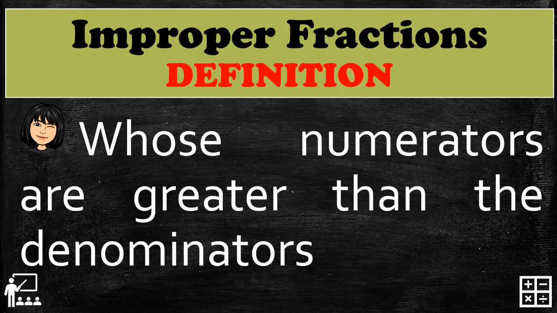Improper fractions are fractions whose numerators are greater than the denominator. It means that the numerator is a greater number than the denominator.